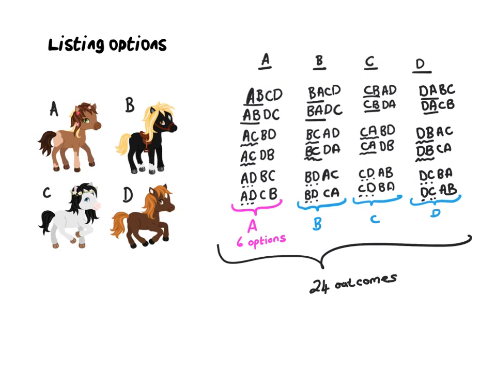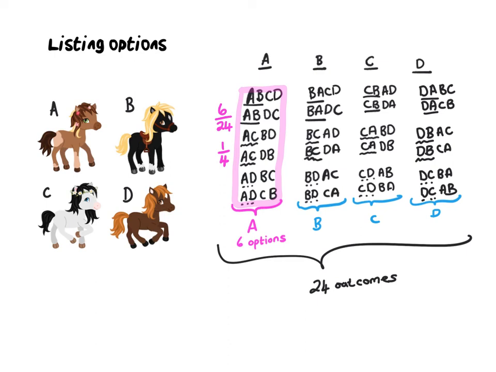Now that you have listed all of them, it is so much easier to answer questions. So when you are asked what is the probability of horse A winning the race, you can see that this probability are all the ones listed in the A column. Therefore, it would be a 6 out of 24 chance. And remember that we can simplify this to a 1 in 4 chance.